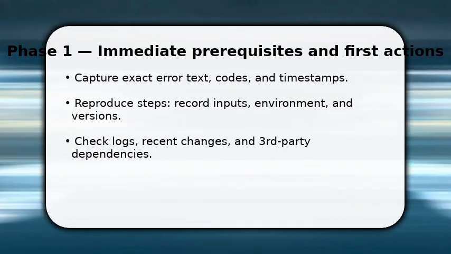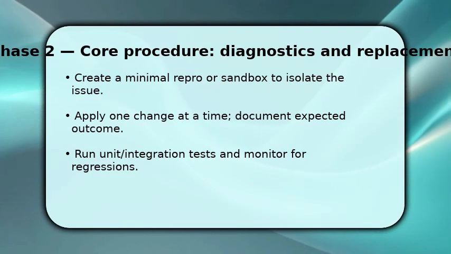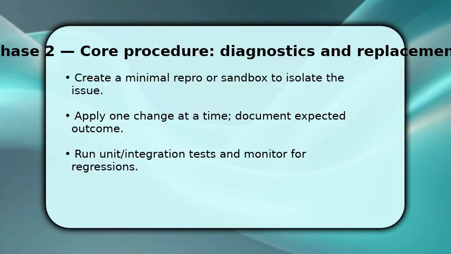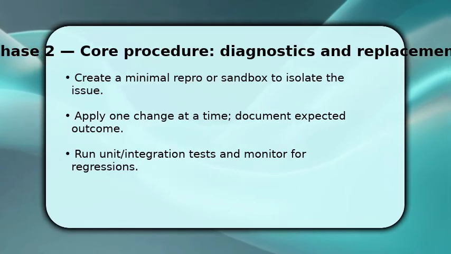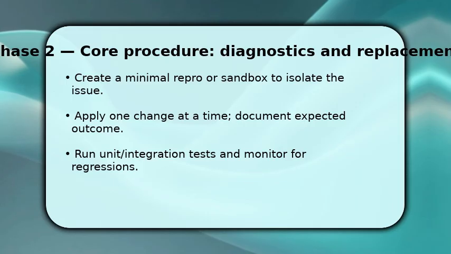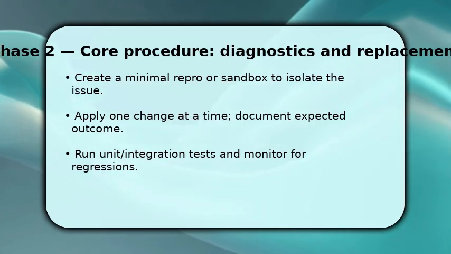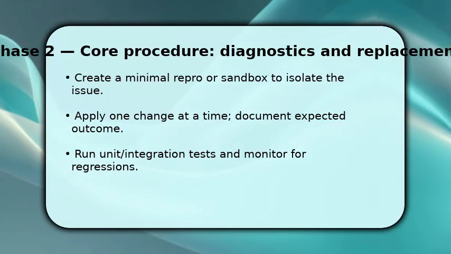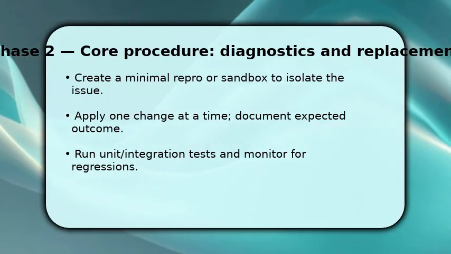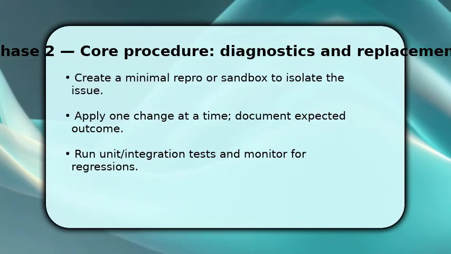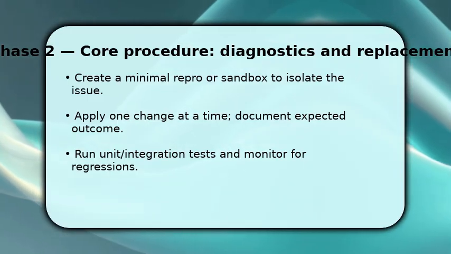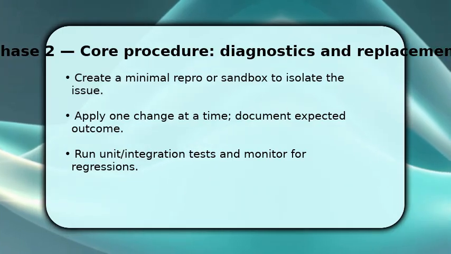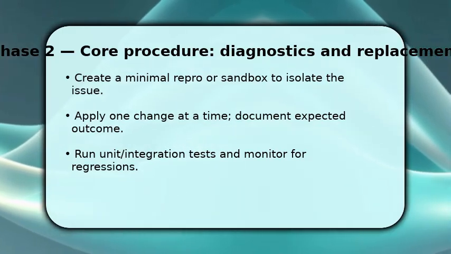You now isolate the fault in a minimal environment. Strip unrelated features until the problem is reproducible. With that sandbox, apply a single targeted change so you can attribute effects accurately. Make a quick note of the expected outcome before you run it. Then execute unit and integration tests and observe behavior and side effects, because tests catch regressions that manual checks miss. If the fix fails, roll back immediately and try the next hypothesis while preserving diagnostic data.